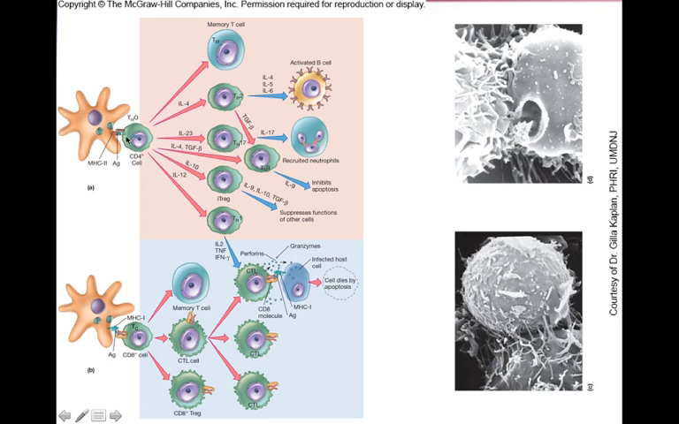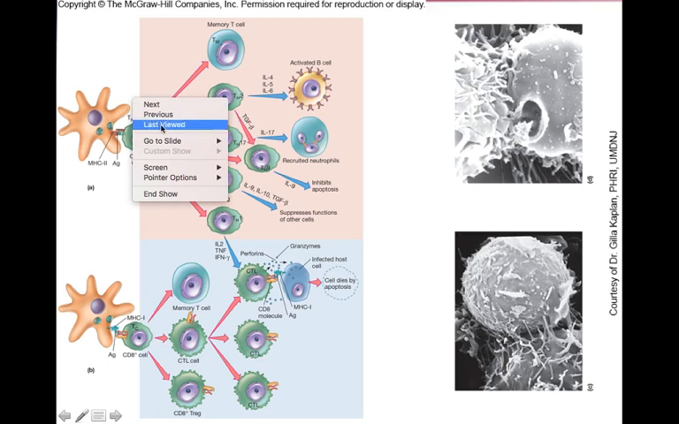T cells don't bind to just antigen on their own. They have to recognize antigen in the context of MHC. T helper cells bind to MHC class 2, whereas cytotoxic T cells recognize antigen in the context of MHC class 1. So in order for a T helper cell to get activated, it needs to come in contact with antigen in the MHC class 2, and it also needs CD4, which recognizes this MHC class 2, and it needs a co-stimulatory signal.